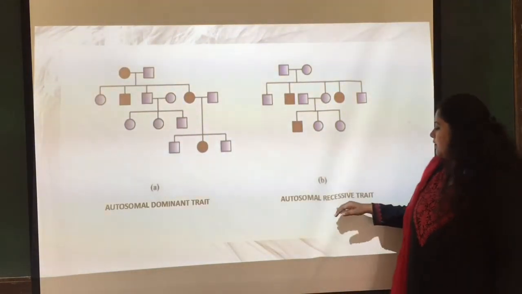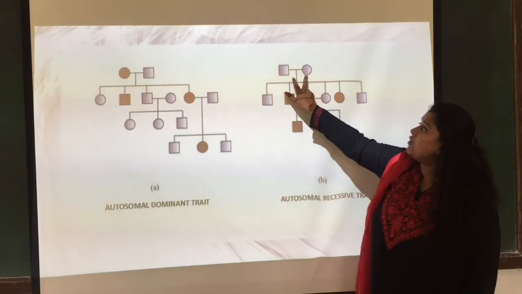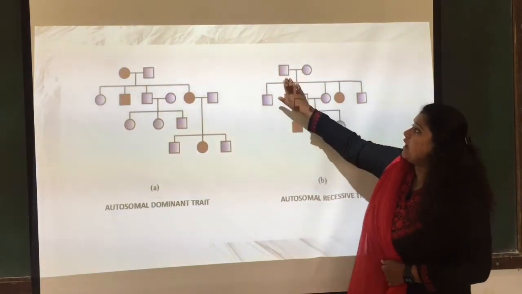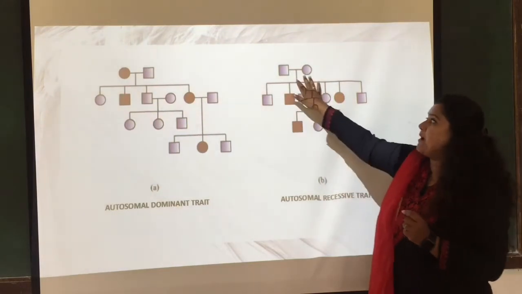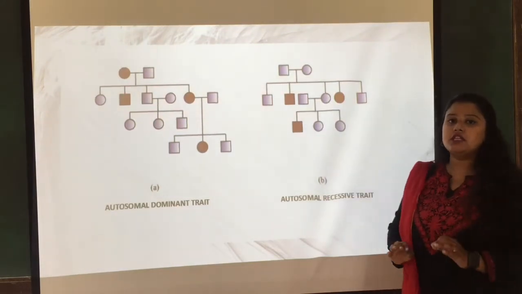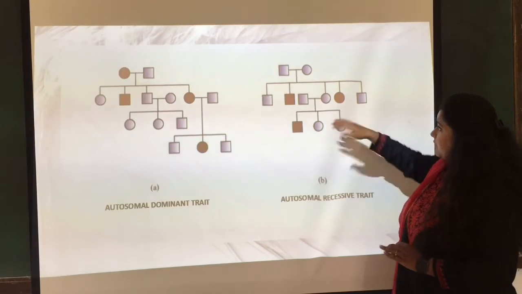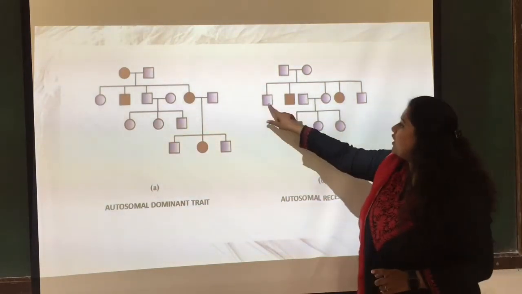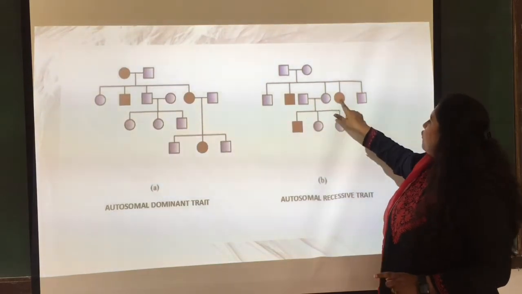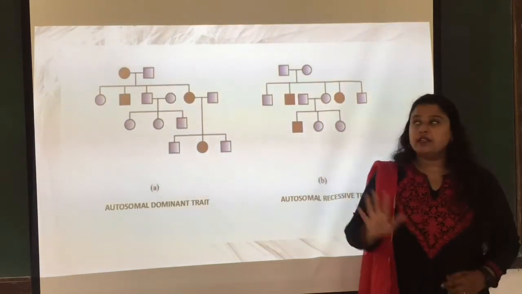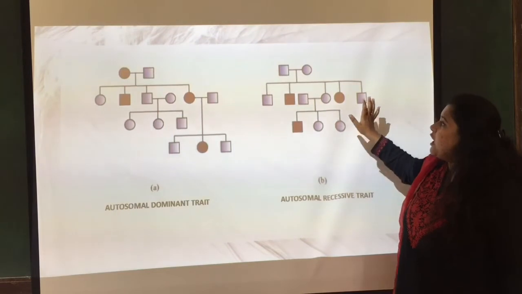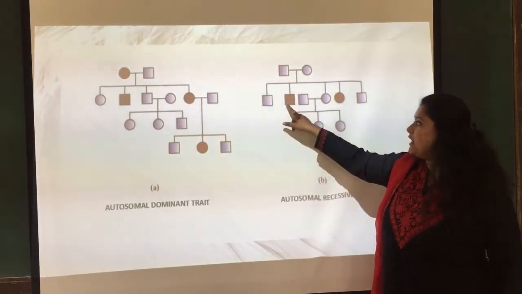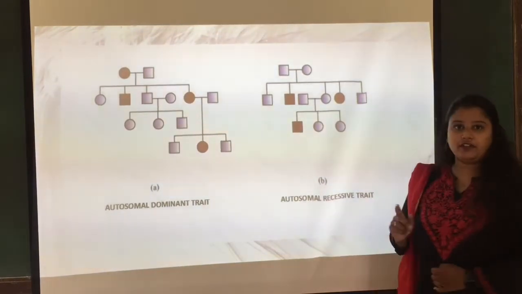Next is autosomal recessive trait, where none of the parents is affected, right? But what happens, it is not expressed in the parents, but they do contain the genes of that particular trait. When they are giving rise to the children, 1, 2, 3, 4 and 5, 5 children, amongst them these 2 are said to be the affected ones, right? But these are said to be non-affected ones.